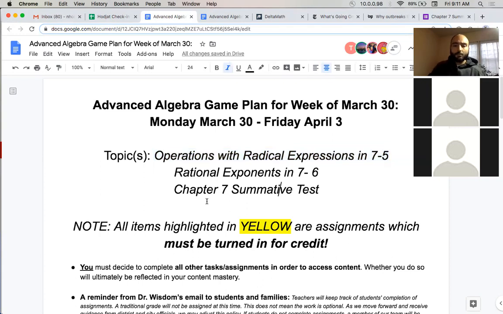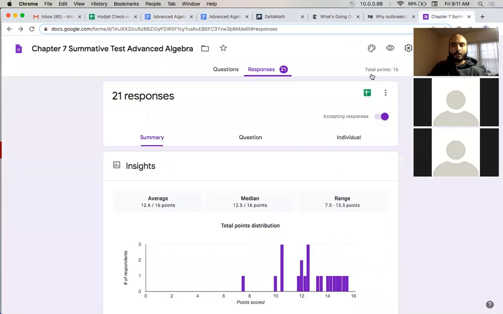That takes us to what is due today, which is the Chapter 7 summative test. As of right now, 21 people have already turned that in. The due date is today, and the due time is 5 p.m., I think. I'll double check that in a minute. But the scores have been pretty strong. The average is a 12.6 out of 16. The median is really close, and the range is not as broad as one would fear. The lowest score so far has been a 7.5.